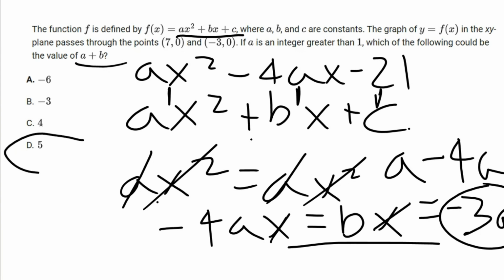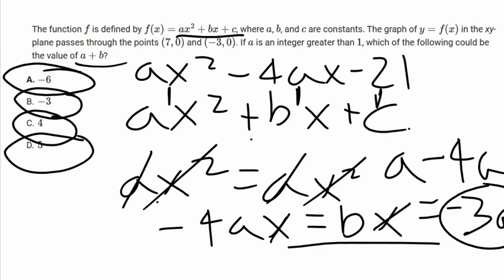So it can't be 5 because you would have to have a negative number in order for negative 3a to be 5. It can't be 4 because same thing, you'd have to have a being a negative number. Right here, a would have to be 1 in order for negative 3a to be the value of a plus b. Also not the case because it's greater than 1, so A must be our answer. A is the answer to the problem.